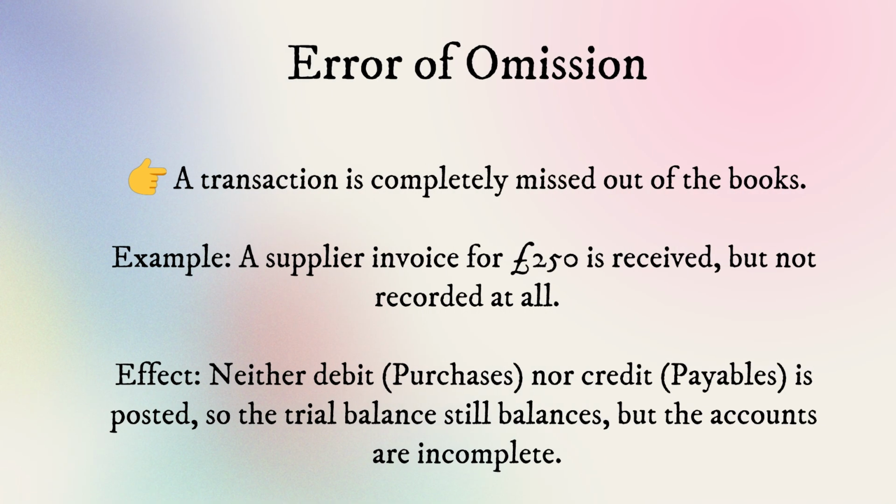So I'm going to break that down even more for you. Starting with the error of omission, this is a transaction that's been completely missed from the books. That's why it's not going to affect the trial balance. So for example, a supplier invoice for £250 is received, but it has not been recorded at all. So neither the debit nor the credit has been posted, so it's not going to affect the trial balance.